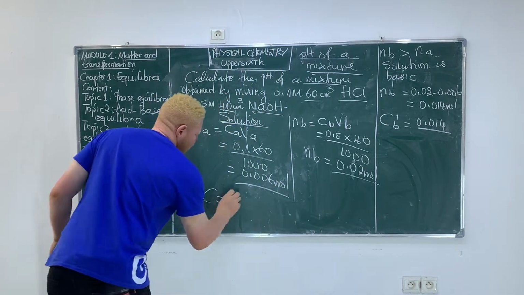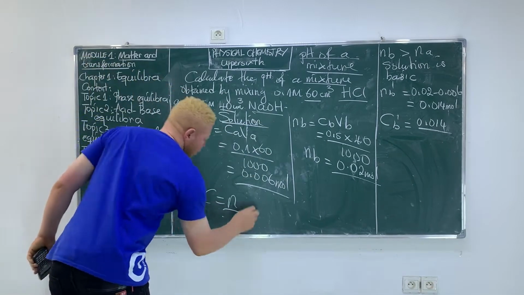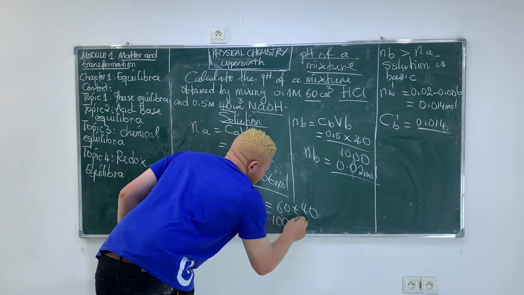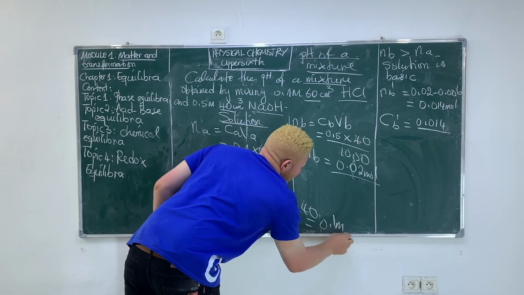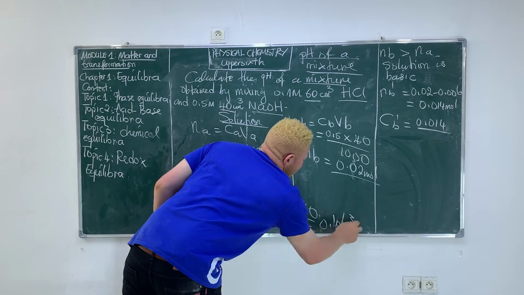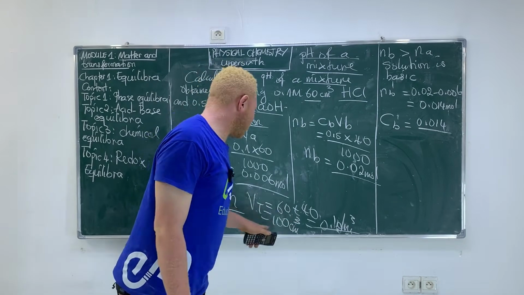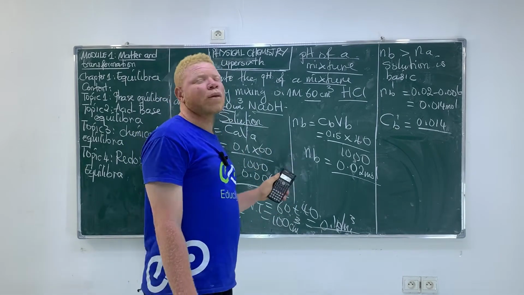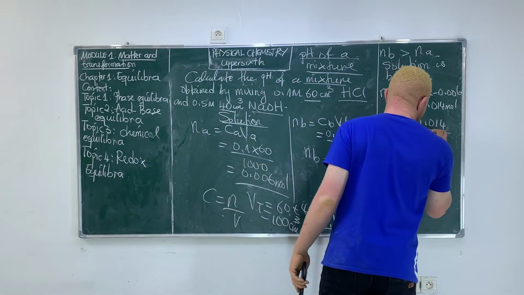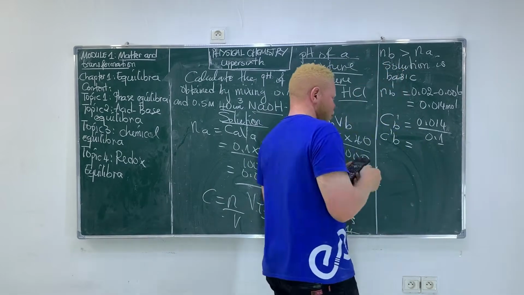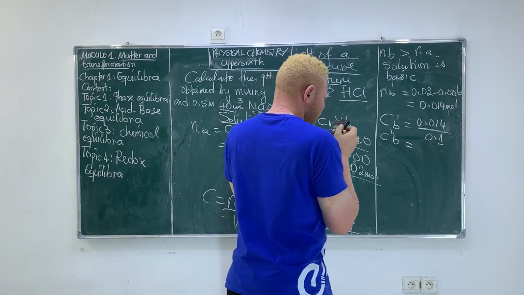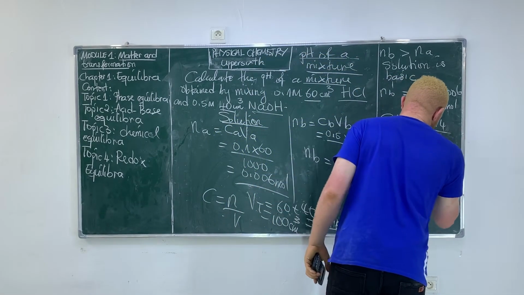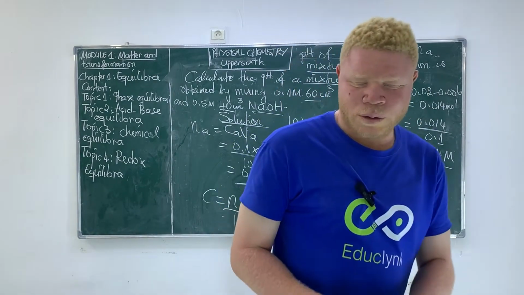Don't forget, concentration is the number of moles over the volume. The total volume is 60 plus 40, which is 100 cm³. We divide by 1000 to convert the volume from cm³ to dm³, which gives us 0.1 dm³. So the concentration of the base is 0.014 divided by 0.1, which is 0.14 molar. So the solution is basic.